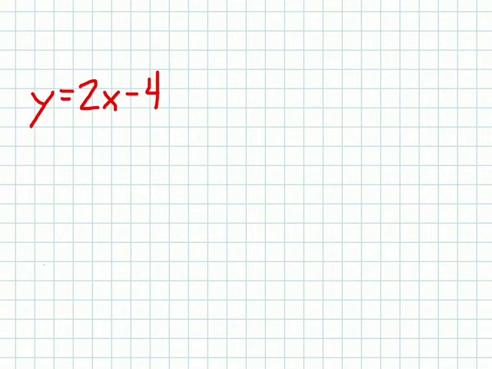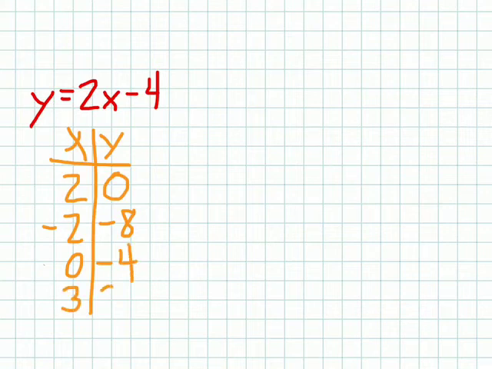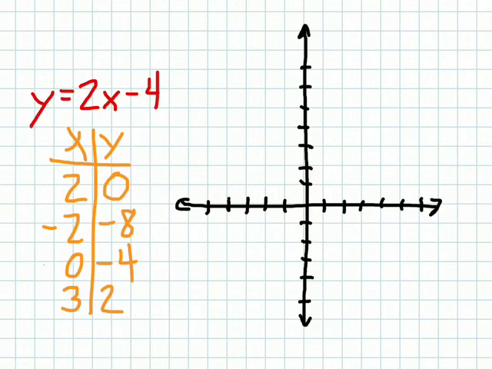Here's another one, same idea. I can take this and start by finding some x and y values. If x is 2, 2 times 2 minus 4 is actually 0. If x is negative 2, 2 times negative 2 is negative 4, minus 4 is negative 8. If x is 0, y is going to be negative 4. If x is 3, y is going to be 2, and so on.